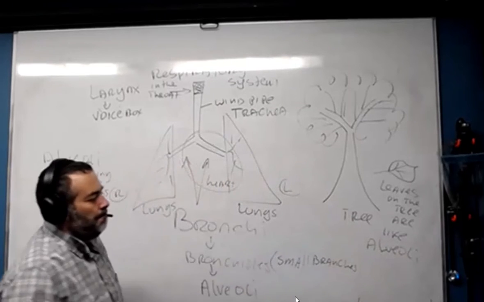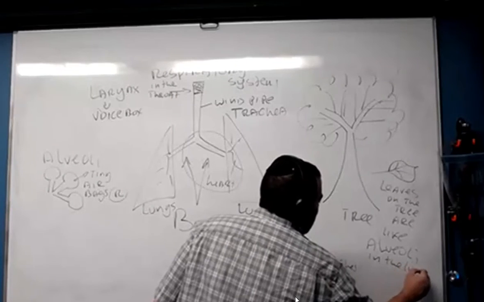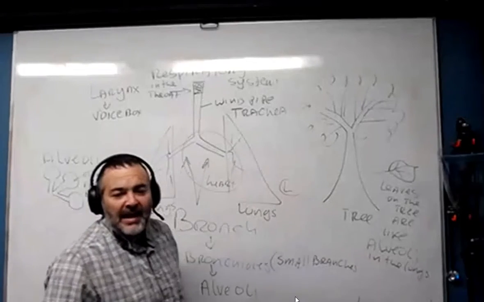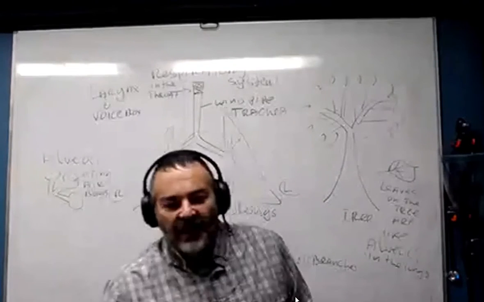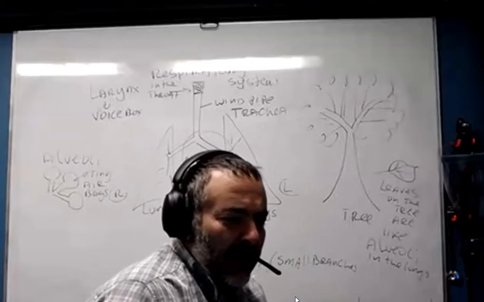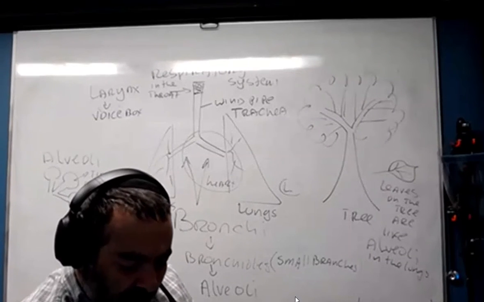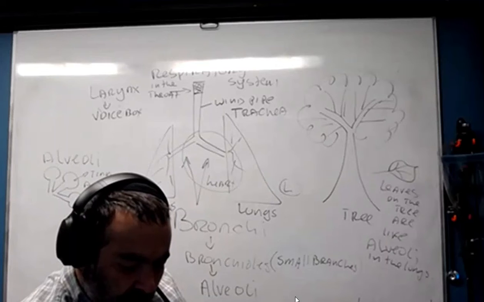Alveoli in the lungs. Now, what do the leaves do on the tree? What do the leaves do on the tree? In very simple language, can anyone tell me what happens inside the leaves?